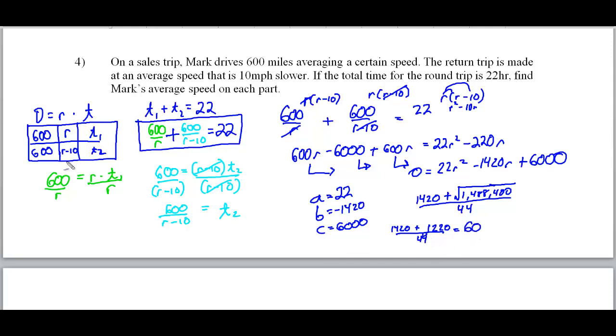And that way you can see that going one way, Mark traveled 60 miles an hour, and the other way, Mark traveled 50 miles an hour. Now, if you decided to subtract, you would get an answer of 4.5 instead of 60. Well, 4.5 could be kind of normal, but 4.5 minus 10 is impossible, so our only answer is 60. So Mark's average speed on each part is 60 in one direction and 50 in the other.